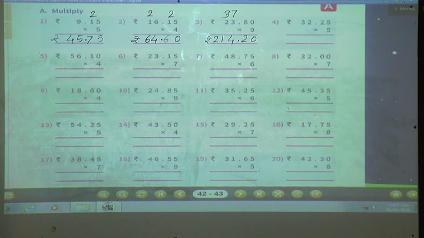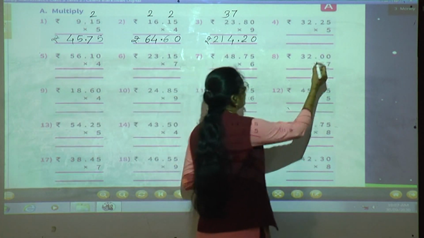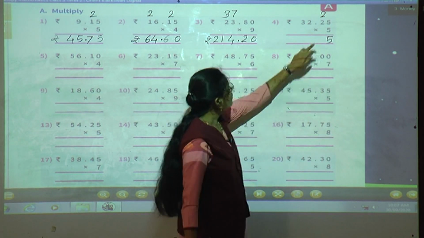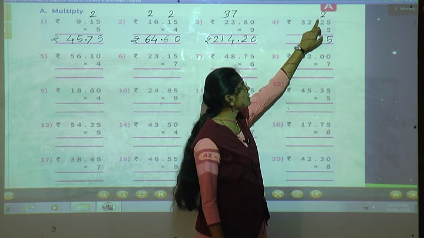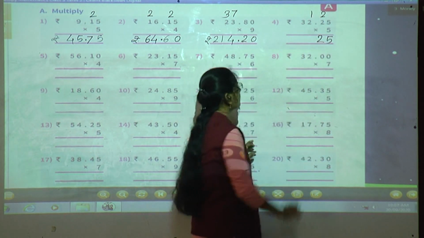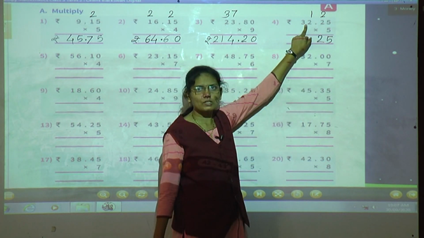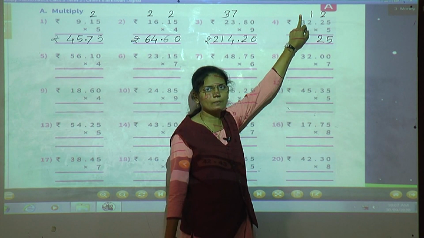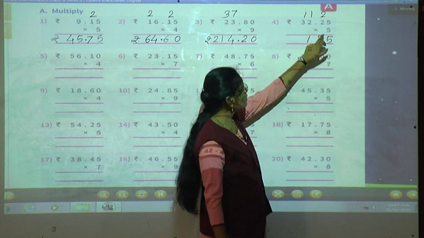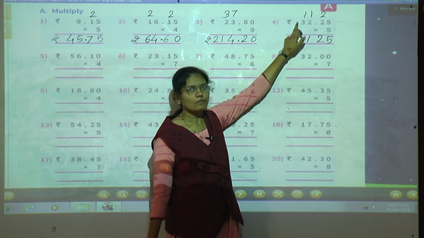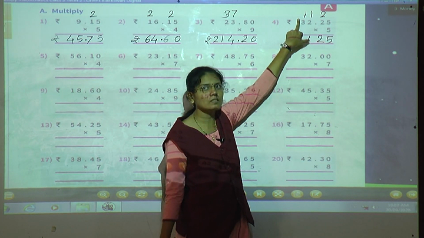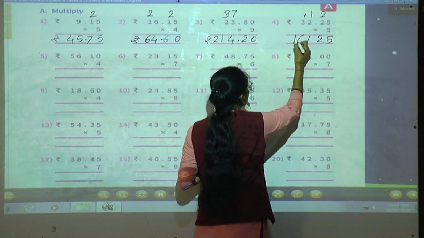5 into 5. 25. Correct. So here we'll write 5 and then 2 as a carry. Then 5 2s are 10. 10 plus 2, 12. So what will we write here? 2 and 1 as a carry. Then 5 into 2. 5 2s are 10. 10 plus 1, 11. So here we will write 1 and 1 as a carry. Then what is remaining? 5 into 3. 5 3s are 15. 15 plus 1. This carry also you have to add. So 15 plus 1, 16. So write here 16. Okay.